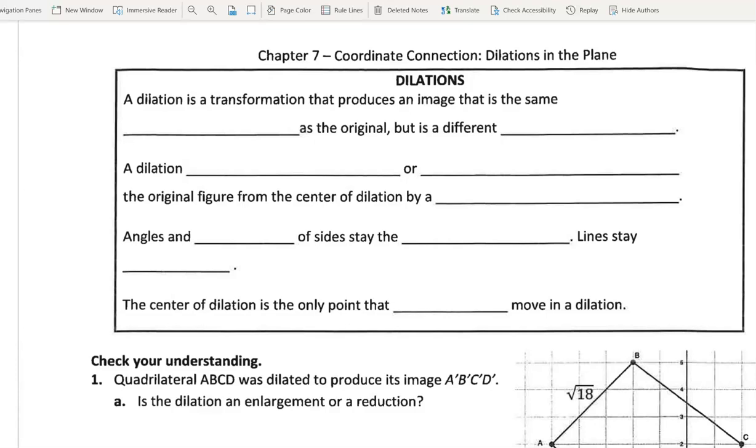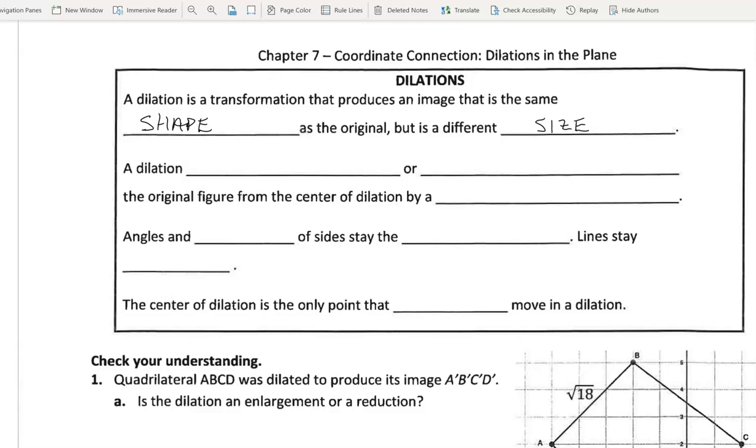A dilation is a transformation that produces an image that is the same shape as the original but is a different size. So this should match with what we've been looking at as far as similar figures. If figures are similar, they have the same shape but not the same size. So we're just formalizing that the original and the new one are formed by a transformation called a dilation.